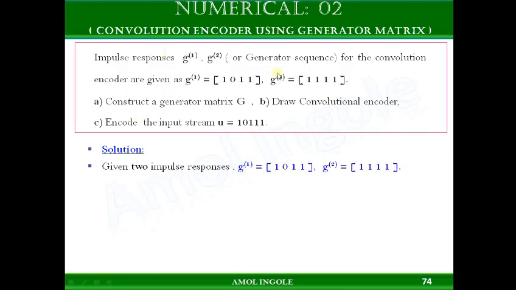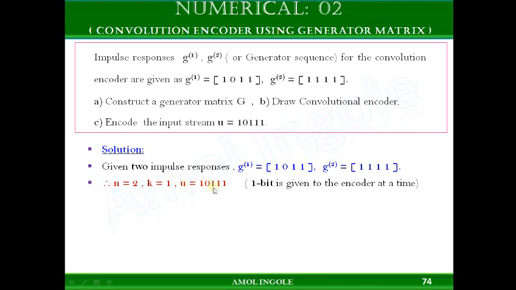If you read the statement, you will find that there are 2 generator sequences given, impulse responses given. So that means there will be 2 outputs. For n is equal to 2, k will be equal to 1. At any instant of time, only 1 bit will enter the encoder. And the input bit stream has got 5 bits in it.